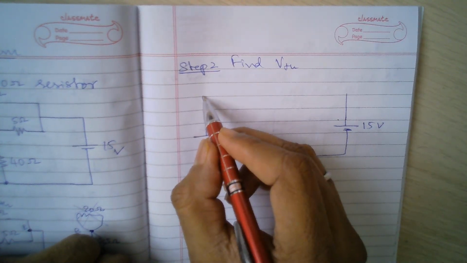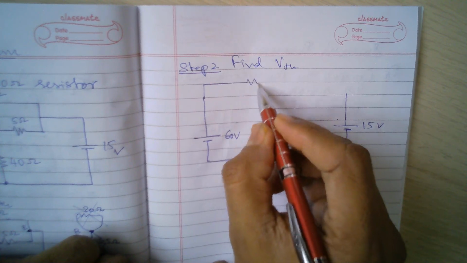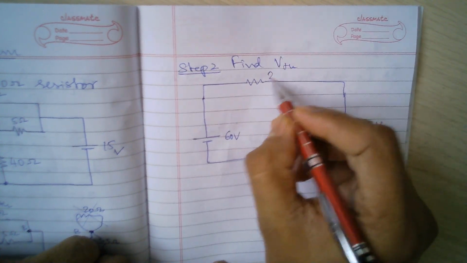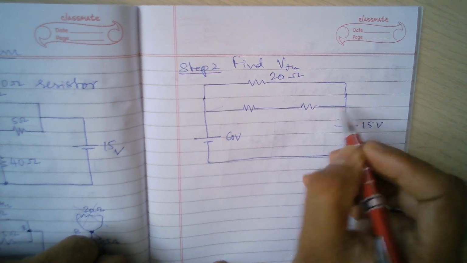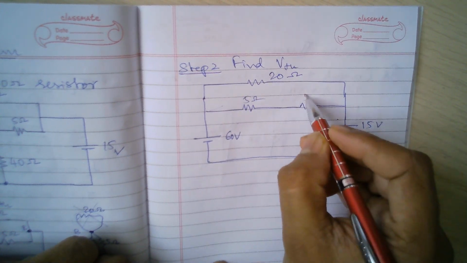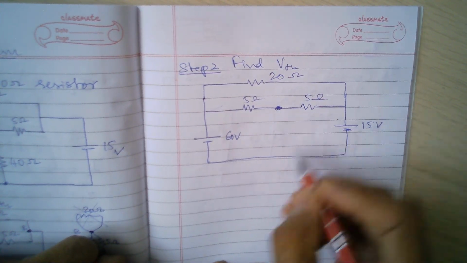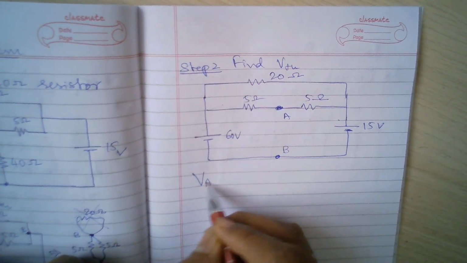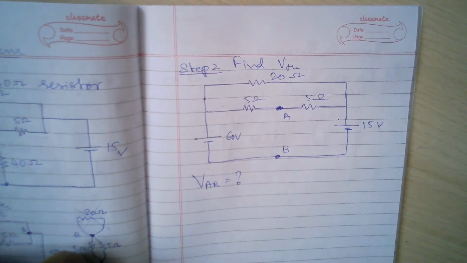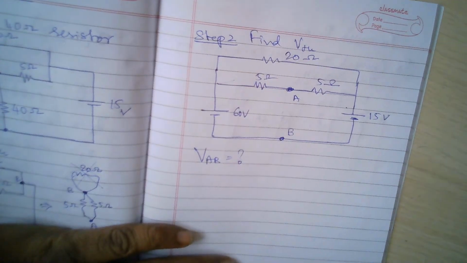And then I have two paths. One path is 20 ohms, another path is 5 ohms, and these 2 points are my AB points. Okay, so VAB is how much? So this is effectively the question.